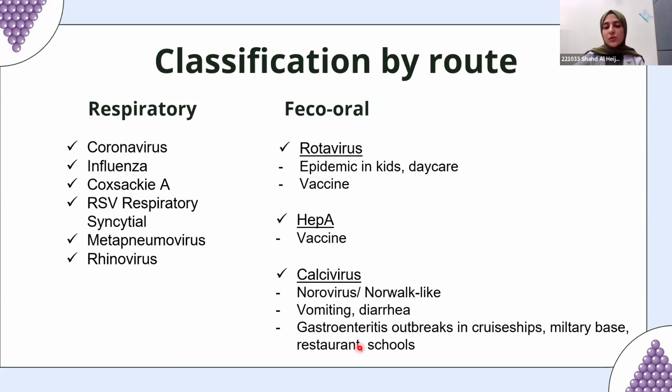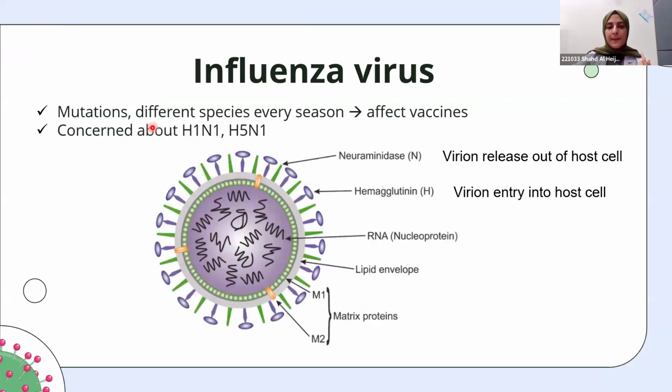Norovirus is by the fecal-oral route and causes vomiting, diarrhea, gastroenteritis outbreaks in cruise ships, military bases, restaurants, and schools. By the respiratory routes, again, as we mentioned, you have influenza, you have RSV, which is respiratory syncytial virus, you have metapneumovirus, rhinovirus, coronavirus, all those are by the respiratory routes. Again, influenza. We said it undergoes many different mutations, and you have different strains every season, and those different strains will affect the vaccines.